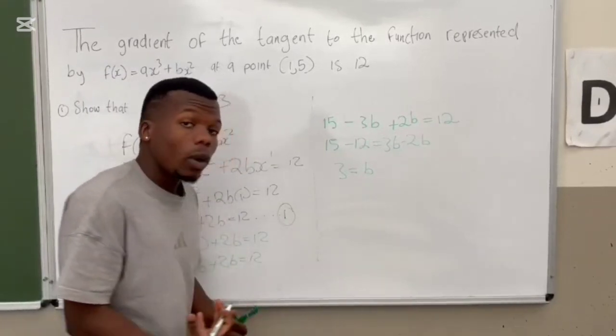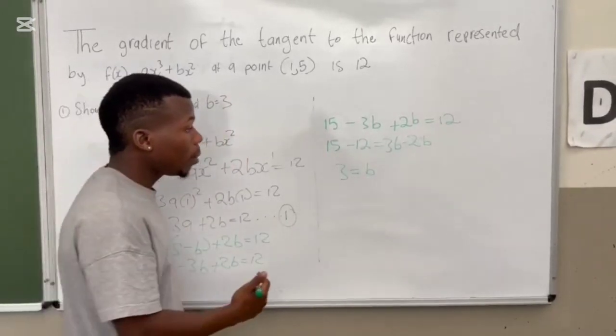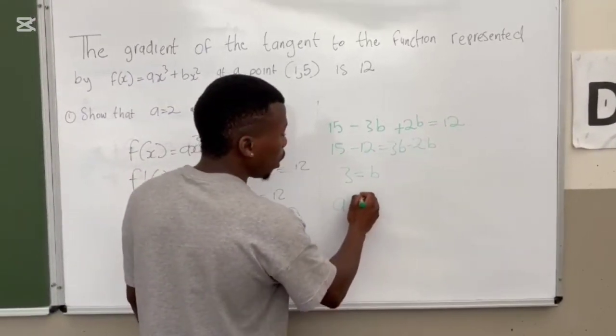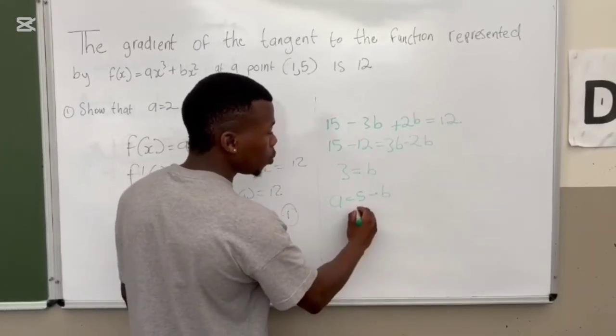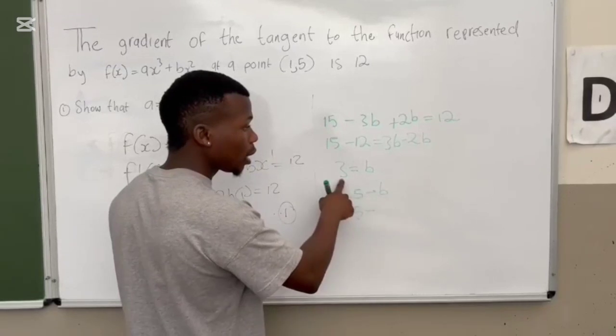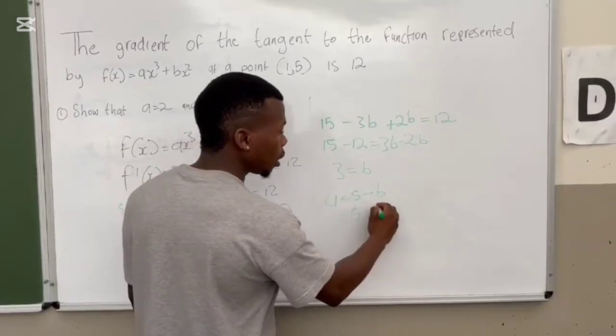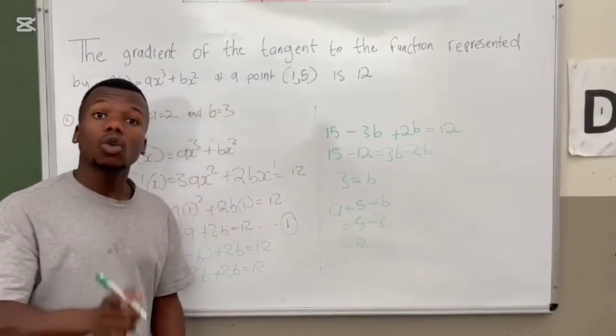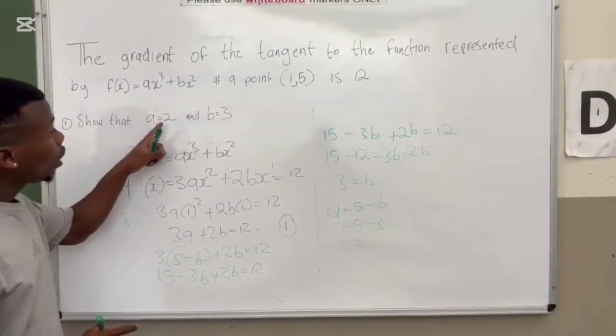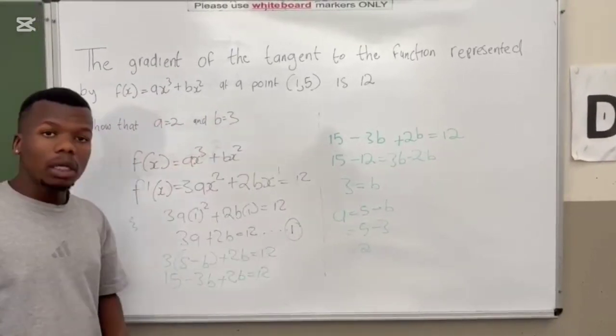Now I'm going to solve for a again. Remember, a was 5 minus b. In other words, this is going to be 5 minus 3, because b is 3. This is going to be 5 minus 3, which equals 2. In other words, I have shown that the value of a is equal to 2 and the value of b is equal to 3.